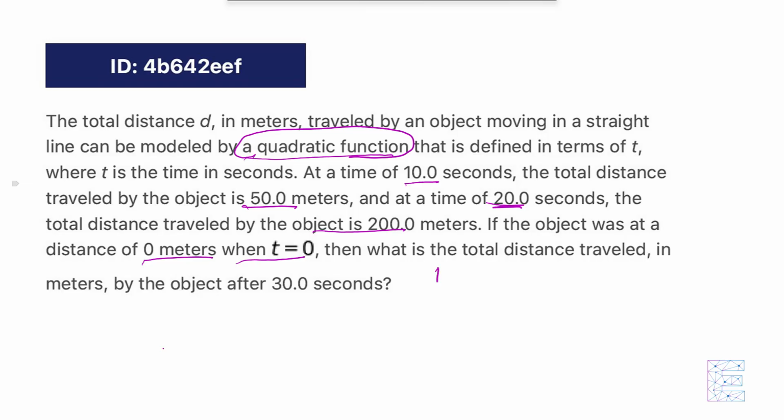Let's see. At 10 seconds, the distance was 50. At 20 seconds, the distance was 200. And then it caps it off by saying the distance was 0 when time was 0. So we have a third point, 0, 0. To model quadratic regression, you need at least 3 points. We have that, so let's head on over to Desmos and do that.